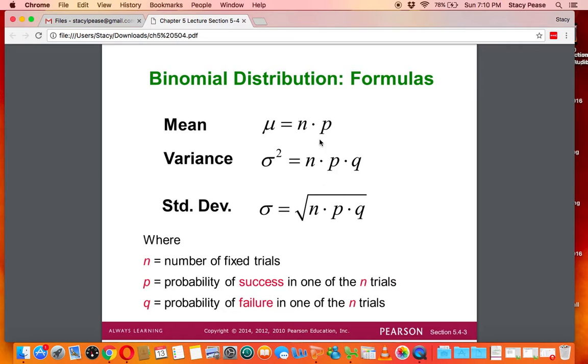And in the problems, you're usually given n and p. So the only thing you'd need to solve for to plug into these equations would be q. And as we've said before, that can be found by doing 1 minus p. 1 minus your probability of success gives you your probability of failure, which is your lowercase q.